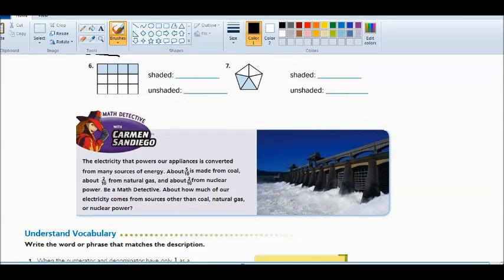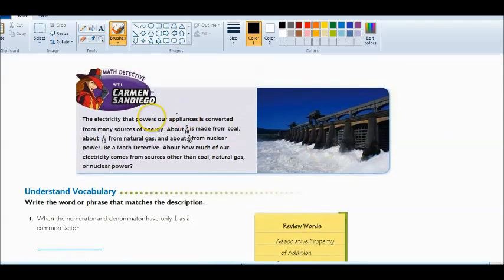Hopefully we're zooming along. Let's take a look at this little problem here. Math Detective with Carmen Sandiego. Here's our question. The electricity that powers our appliances is converted from many sources of energy. About 5/10 is made from coal, about 2/10 from natural gas, and about 2/10 from nuclear power. Be a math detective about how much of our electricity comes from sources other than coal, natural gas, or nuclear power.